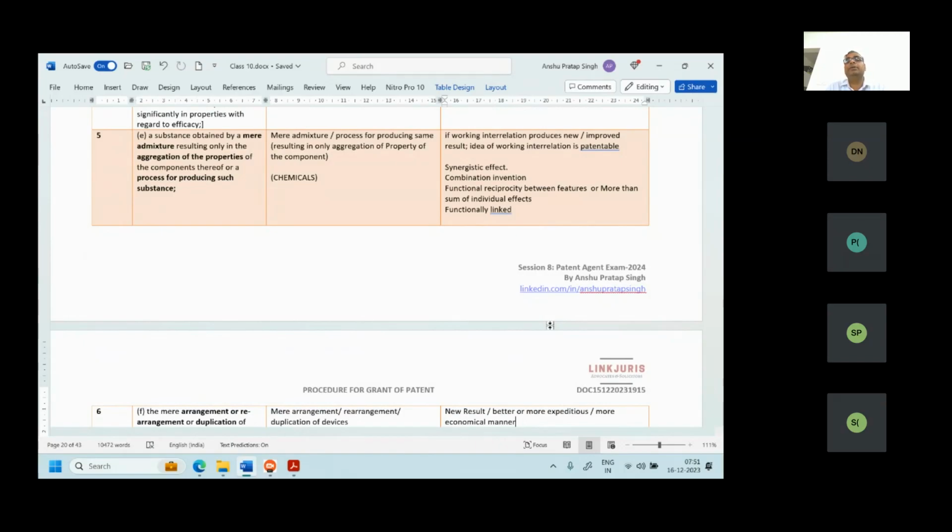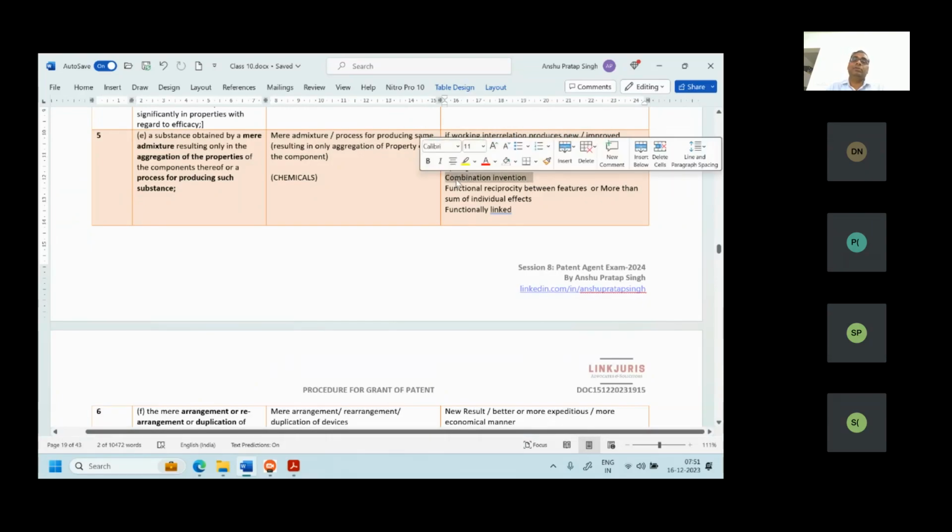So there are certain things it talks about. If working interrelation produces a new or improved result, the idea of working interrelation is patentable. If there is a synergistic effect, that is, the combination effect is more than the sum of individual effects, then yes. Otherwise, no, you cannot get the patent here.